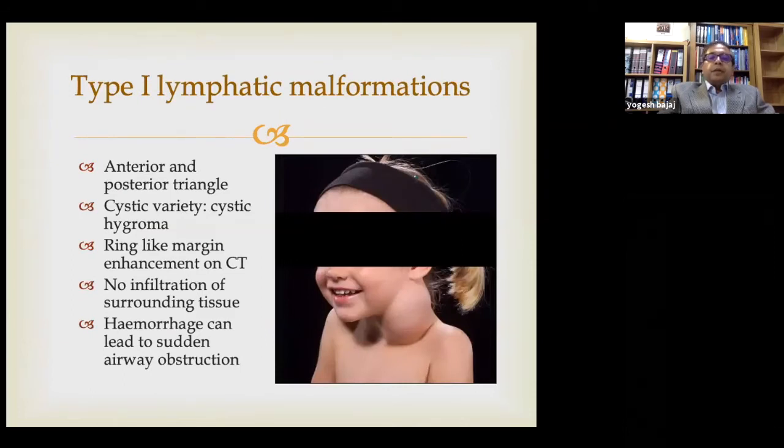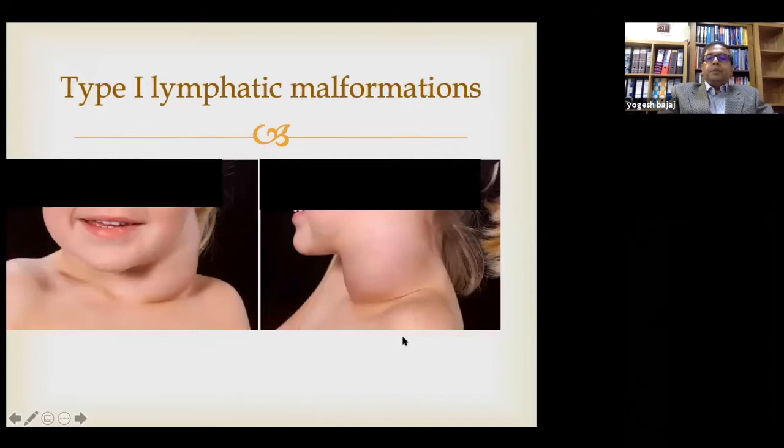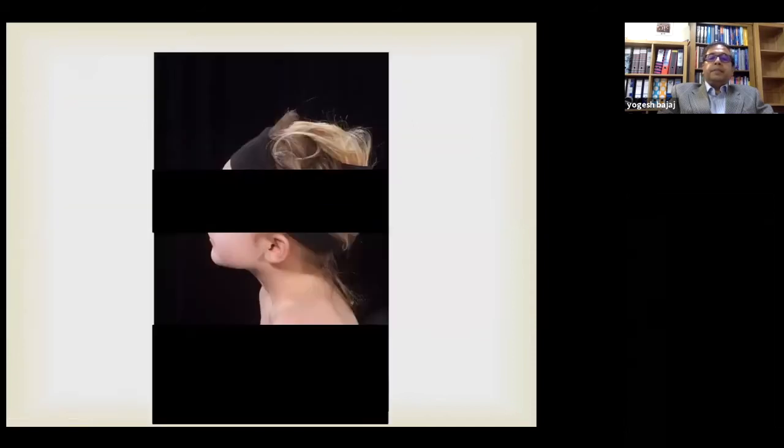So type 1s are quite common. They are or can be in the anterior and posterior triangle. Again, the cystic variety is most common. If you request a CT scan, which is easy and quick to do, there's a ring-like margin enhancement. Again, luckily, these type 1s do not infiltrate into the surrounding tissues, but of course, they can bleed into the cyst, which can lead to airway obstruction. And this is a classical one in the anterior triangle, a good one to do with excellent surgical results.